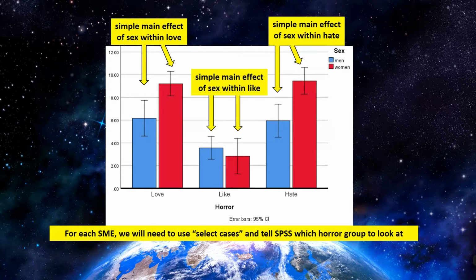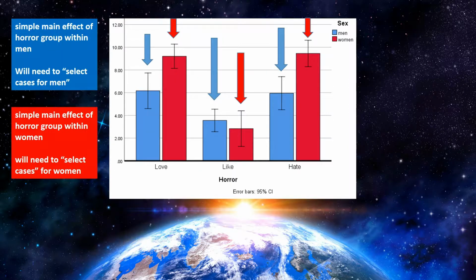Now that would certainly be one test of simple main effect that we would want to look at, but there is another set of tests of simple main effects that might prove useful, and I'll show you that in this next slide. So here, instead of comparing men and women, what if we just isolated the men? The men are the blue bars. So forget the red bars for a minute. Just look at the blue. These are the men who love horror movies, the men who like horror movies, and the men who hate horror movies.